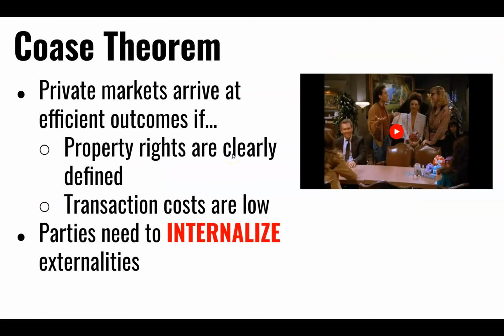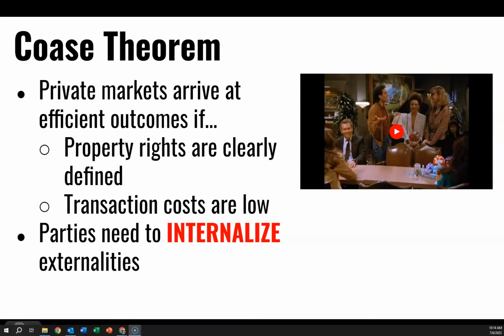Now, the Coase theorem is one approach to creating this socially optimal output. It argues that private markets can arrive at efficient outcomes and overcome market failure without government intervention as long as there are clearly defined property rights and that the transaction costs are low. That is, that it doesn't cost us much to come to or reach an agreement or enforce the agreement. The key is that we get parties to internalize the externality. That is, help them to see the effect that they're having on other people.